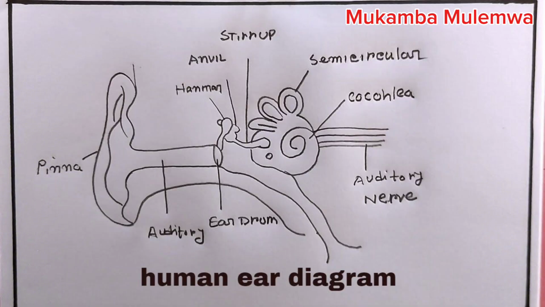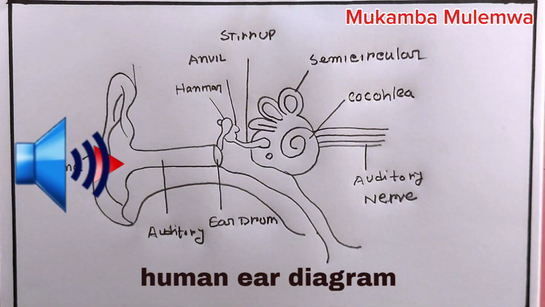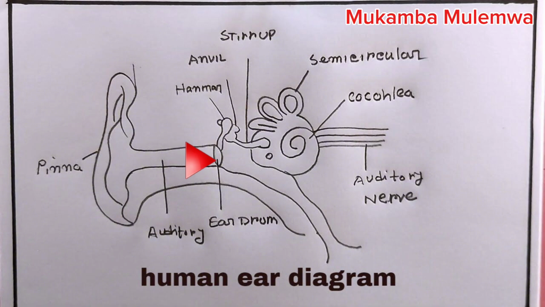Another thing you have to know is that the ear consists of three parts. We have the outer ear, the middle ear, and the inner ear. Sound enters the ear and travels through the ear canal, where it is received by the eardrum. After being received, the eardrum will vibrate. These vibrations will be sent to the middle ear, which consists of three bones.